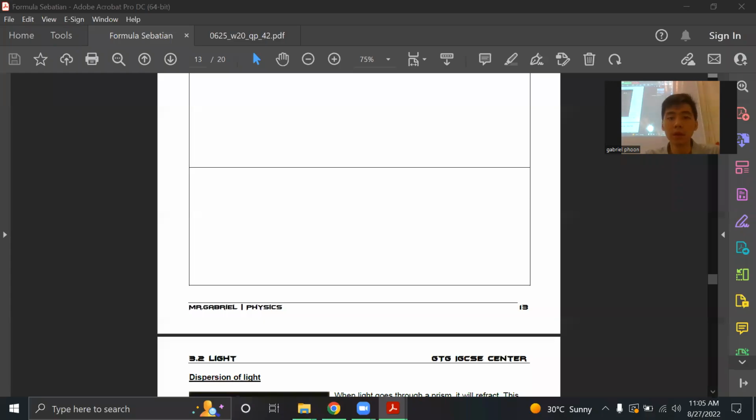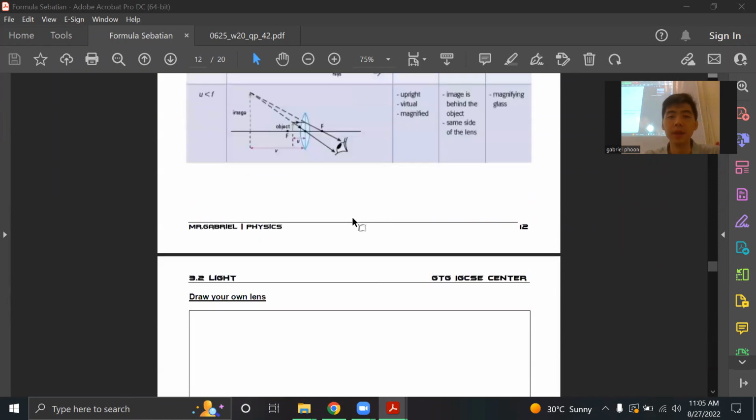Here, everyone in already. I see a few people are not in here yet.